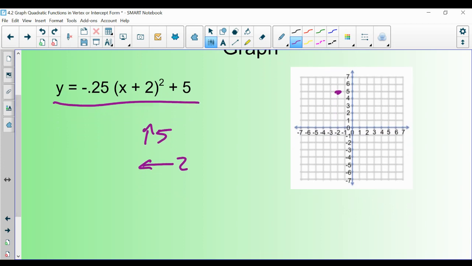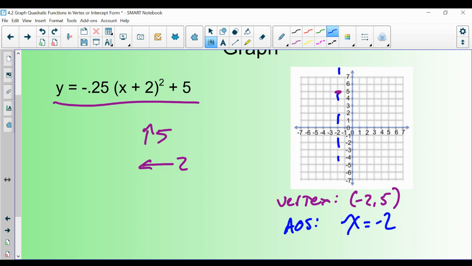So when you're asked to list the vertex, I can do that pretty easily. It's found at negative 2, comma 5. Then also remember the axis of symmetry has to go through that vertex. So the axis of symmetry is going to be the line x equals negative 2.